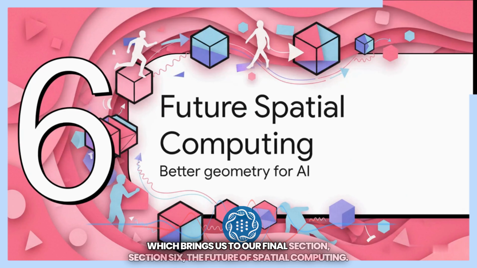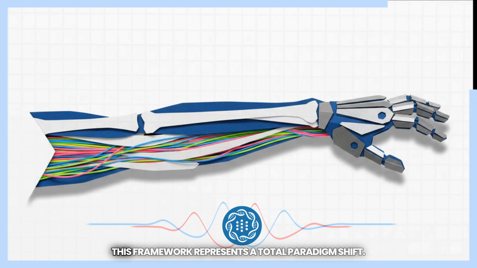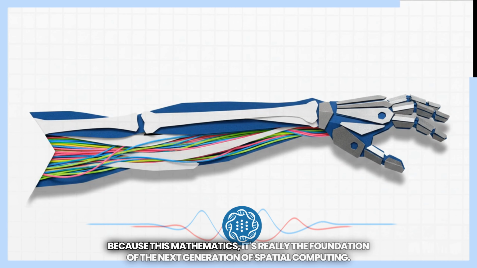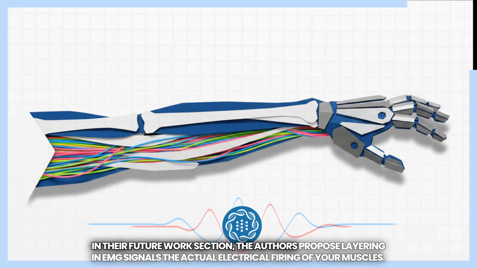Which brings us to our final section, Section 6, the future of spatial computing. This framework represents a total paradigm shift. We're moving away from simply throwing more data at an AI to giving the AI better geometry. Because this mathematics, it's really the foundation of the next generation of spatial computing. In their future work section, the authors proposed layering in EMG signals, the actual electrical firing of your muscles.